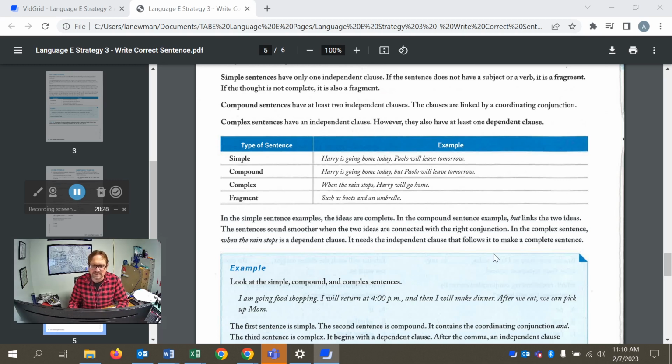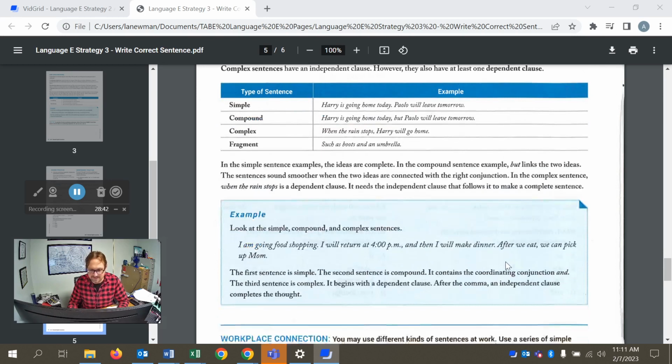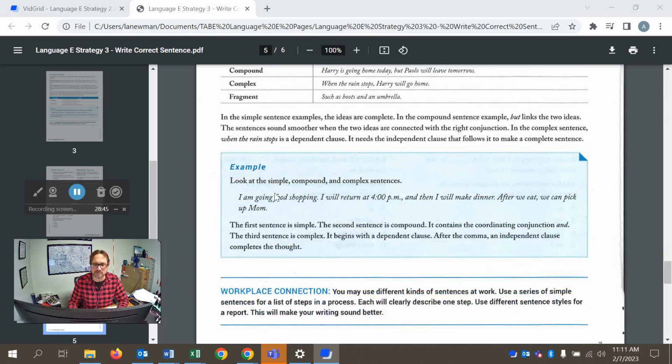In the complex sentence, "when the rain stops" is a dependent clause. See, it can't stand on its own. The adverb "when" has caused that to happen. It needs the independent clause that follows it to make a complete sentence. All right, so we'll look at the example here. And we have examples of all three here.